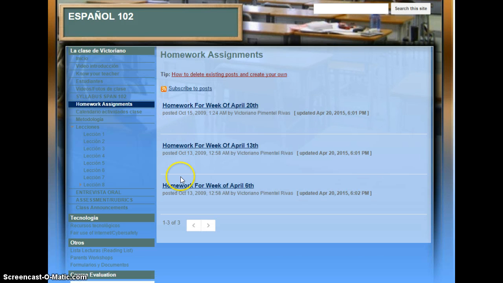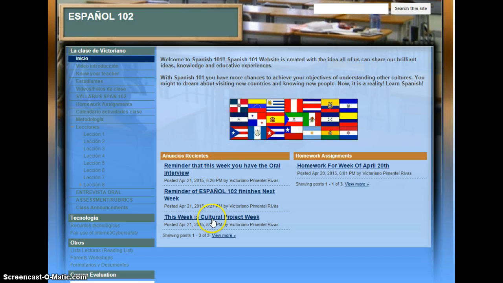Homework assignments, here I'll put all the homework assignments for every week. So we have a database. In the home page, we'll have just the three more recent, just the last or more recent homework assignment.